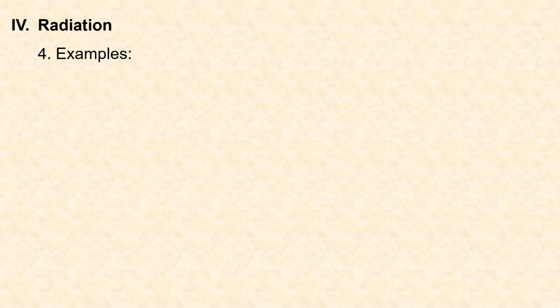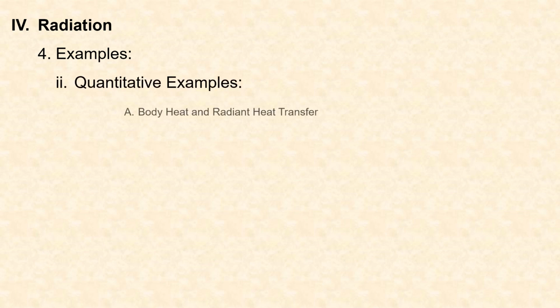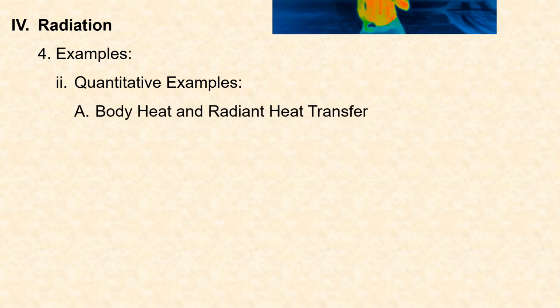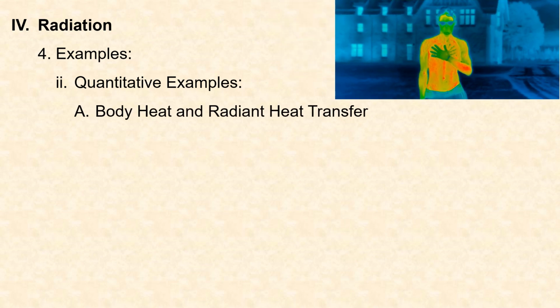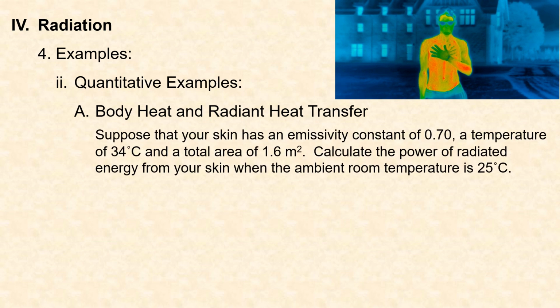Right, we will finish off with a couple of quantitative examples using the Stefan-Boltzmann law. So the first example we'll take a look at is radiation by the human body. Suppose that your skin has an emissivity constant of 0.7, a temperature of 34 degrees Celsius, in a total area of 1.6 square meters. Calculate the power of radiated energy from your skin when the ambient room temperature is 25 degrees Celsius.